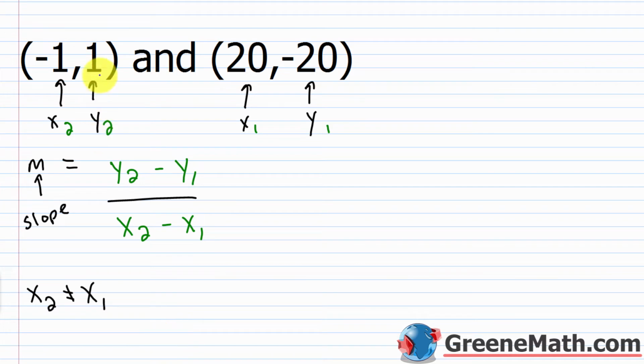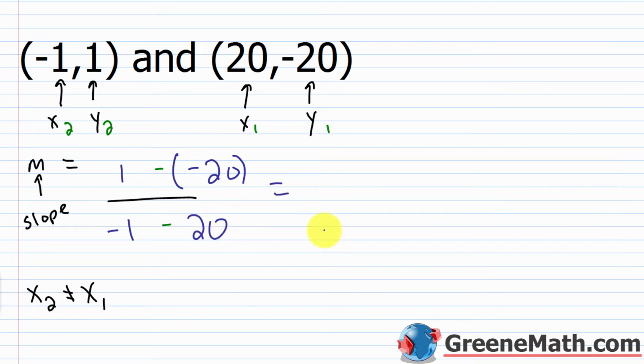So y sub 2 is now 1, so I'm going to plug that in. And minus y sub 1 is negative 20. Again, pay close attention. You're plugging in a negative 20. So that's going in there. And then this is over x sub 2, which is now negative 1, minus x sub 1, which is 20. Minus 20.